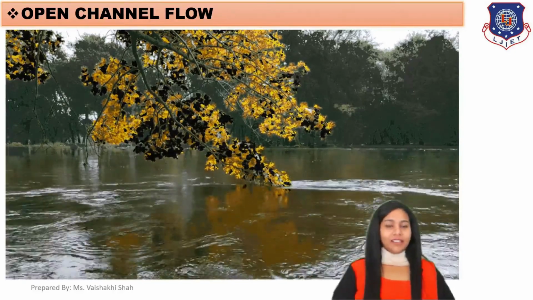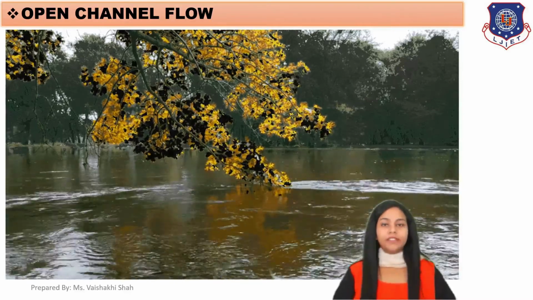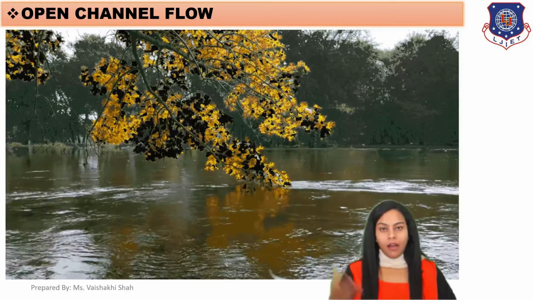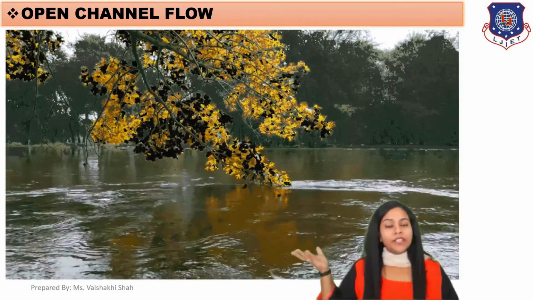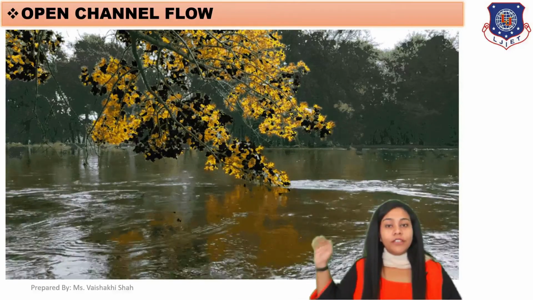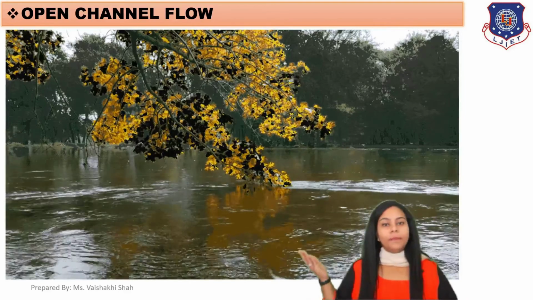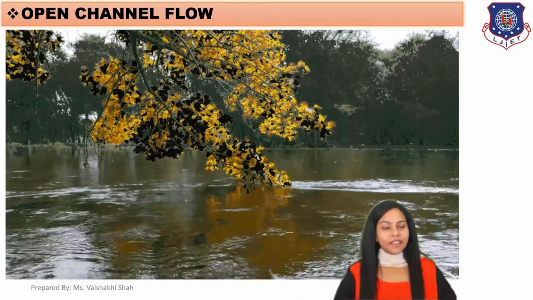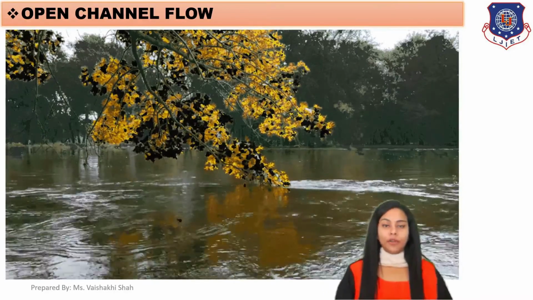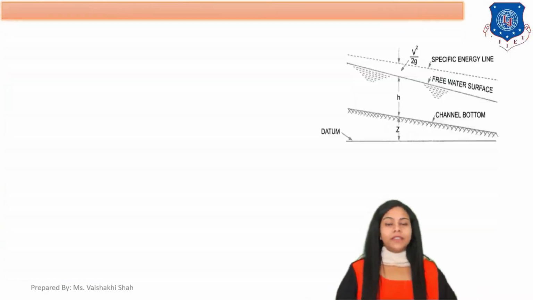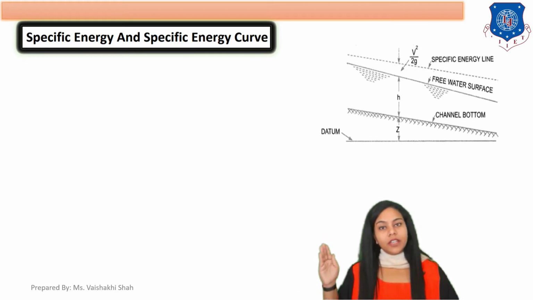In our subject Fluid Mechanics and Hydraulics, we started a chapter which is open channel flow. A flow which is open to atmosphere, where the pressure acting on the flow is atmospheric pressure, is called open channel flow. And in the last lecture we derived a theory for gradually varied flow. Now in today's lecture we will discuss specific energy and the specific energy curve.